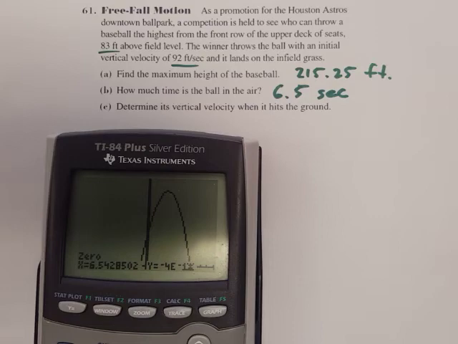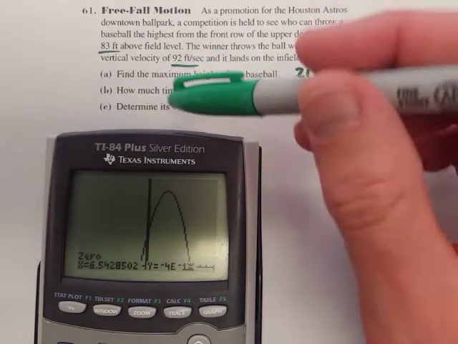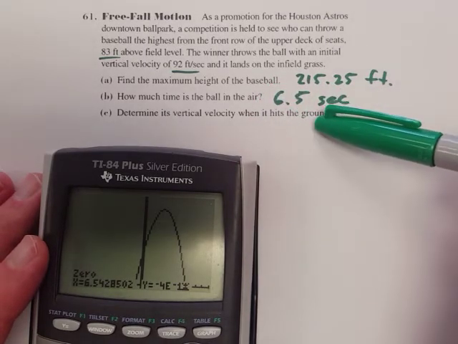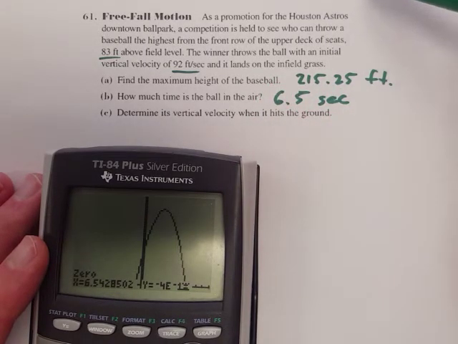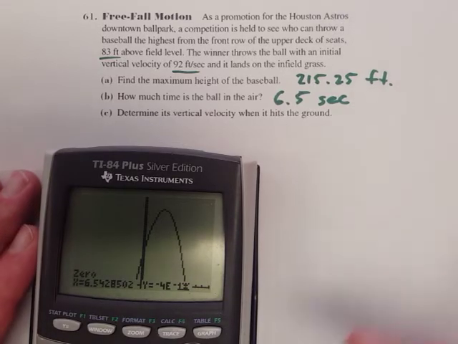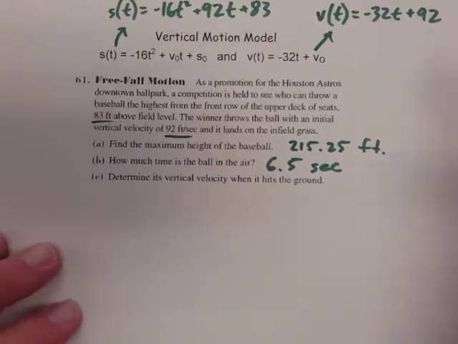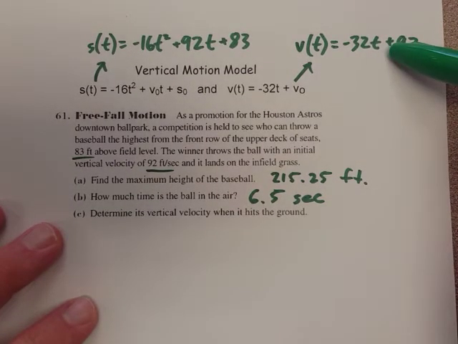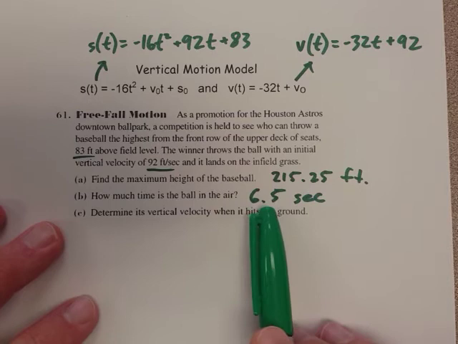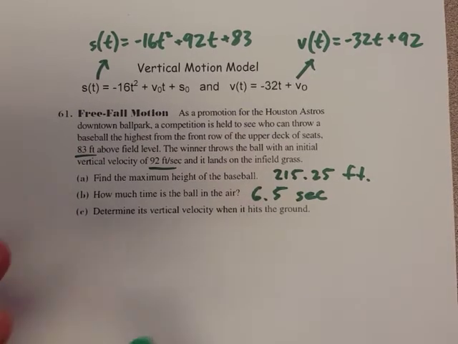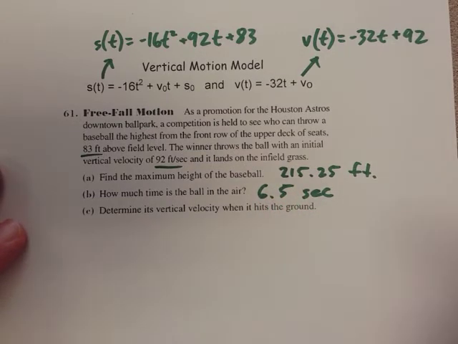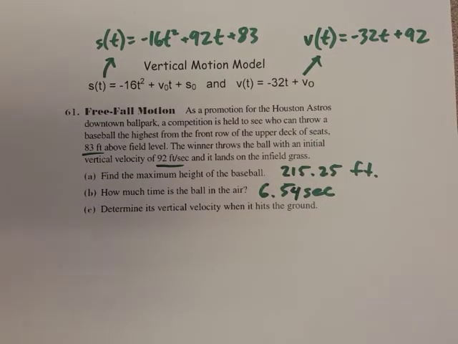Now this last one's a little different. It says determine its vertical velocity when it hits the ground. So kind of like the very second before it hits the ground, we want to know what the velocity is. Well, here's our formula for velocity. We just need to know when it hits the ground. We just found that with that 6.5 seconds. So now we will plug this 6.5 in. I think a little bit better estimation was 6.54, so just to be a little more accurate, I'll go with that.